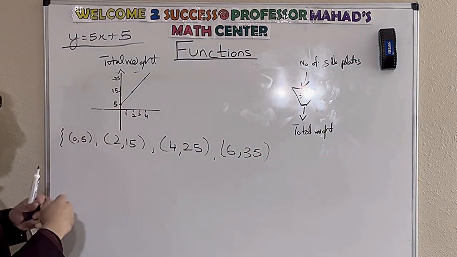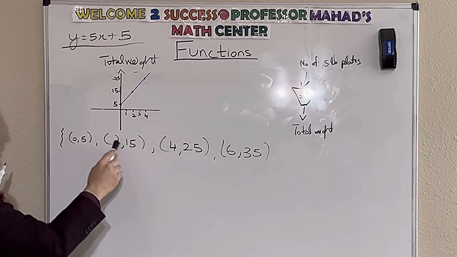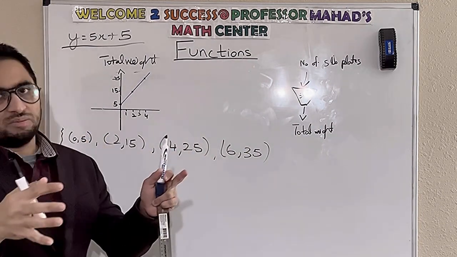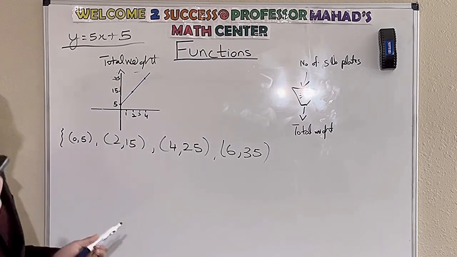The only reason I'm increasing x by 2 at a time is because we can only have an even number of plates on the adjustable dumbbell, right? That's the only reason.